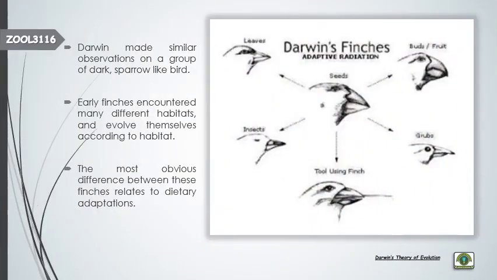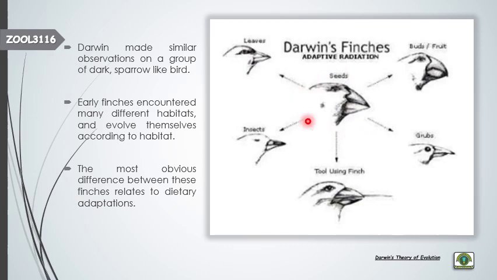Okay, and the other most favorite organism that Darwin studied a lot was the sparrow-like birds. Later, they were called the Darwin finches. Early finches encountered many different habitats and evolved themselves according to the habitat. Well, these finches have adaptive radiations. They have evolved themselves, especially their beaks, according to their dietary adaptations. Whatever they feed on, their beaks evolved according to that.